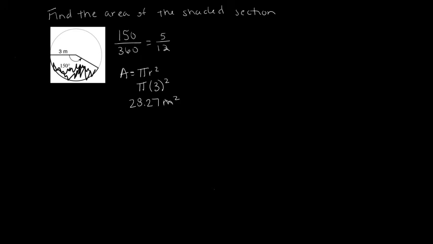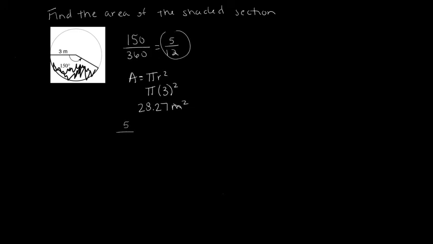That's going to be the area of the entire circle, but I don't want to know the area of the entire circle. I want to know the area of this shaded section right here. We know that area is 5/12 of the whole circle. So I'm going to take 5/12 of 28.27. When I plug that in my calculator, my shaded section is going to have an area of 11.78 square meters. And that would be my answer.